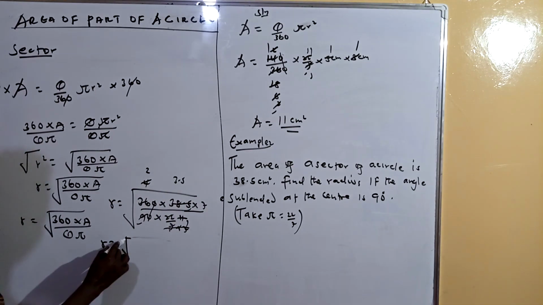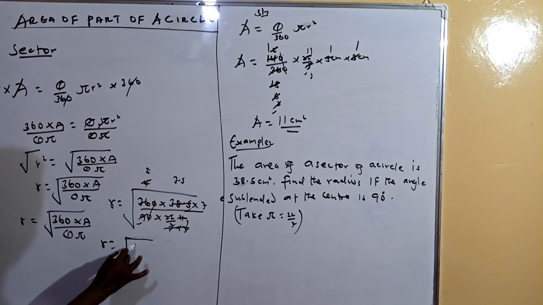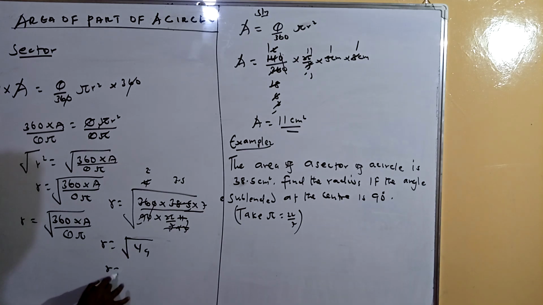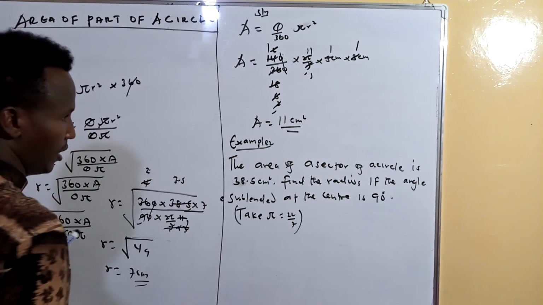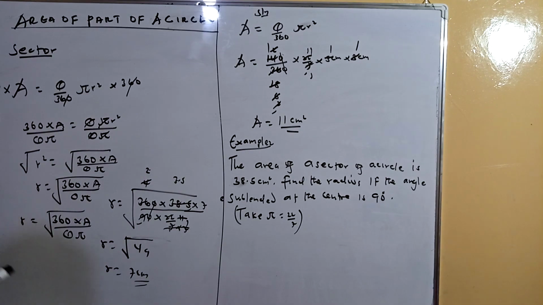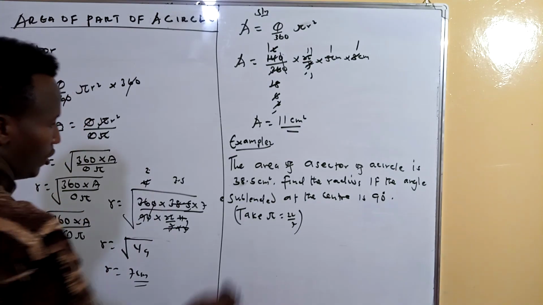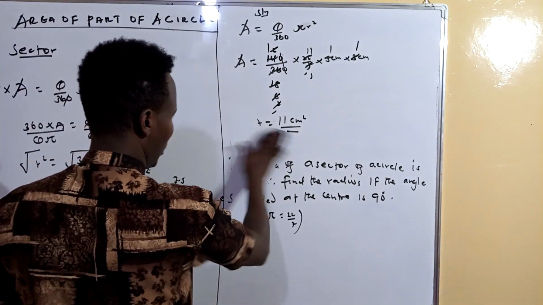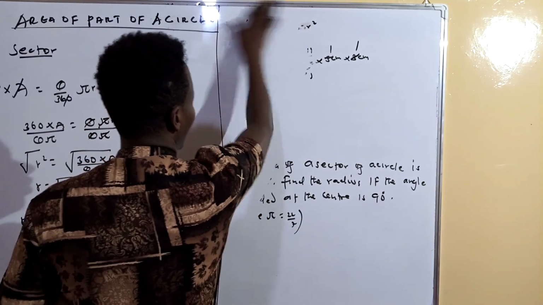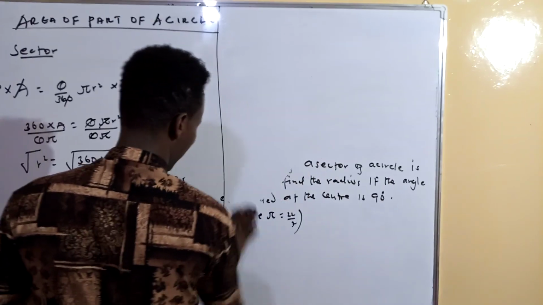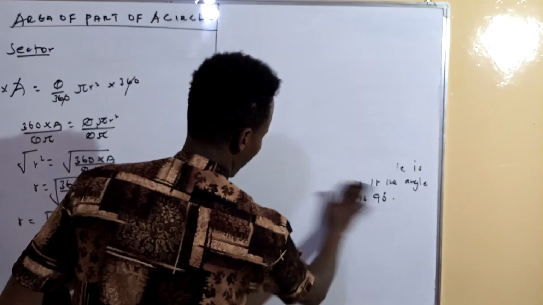So we're going to say r is equal to the square root of 7 times 7, which is 49. So r therefore is equal to 7 centimeters. This is how we get the radius of a sector of a circle given the area and an angle. Then we will go ahead and see example 3, where we see how to get the angle at the center of a sector given the area and the radius.